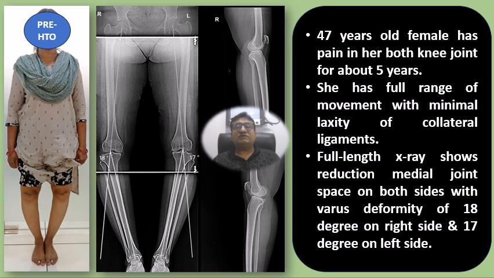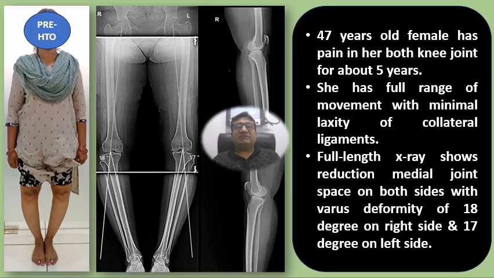A 47-year-old female came to us with a complaint of pain in both knee joints for about 5 years. She has a full range of movement with minimal laxity of the collateral ligaments, and a full-length X-ray has revealed reduction of medial joint space with a varus deformity of 18 degrees on the right side and 17 degrees on the left side.